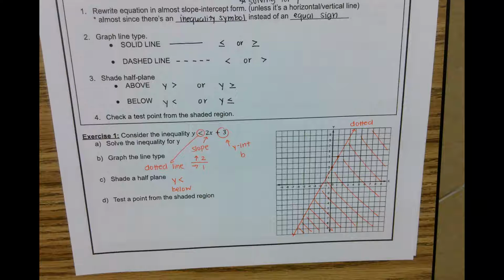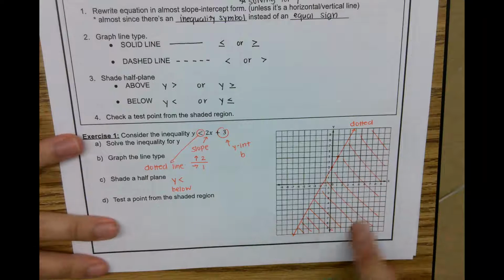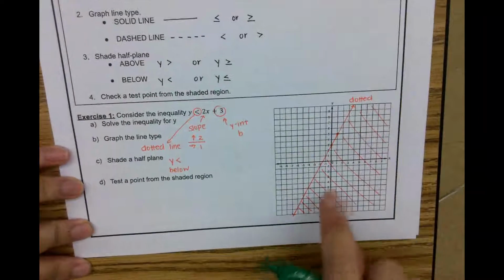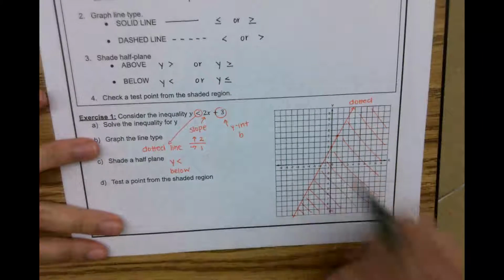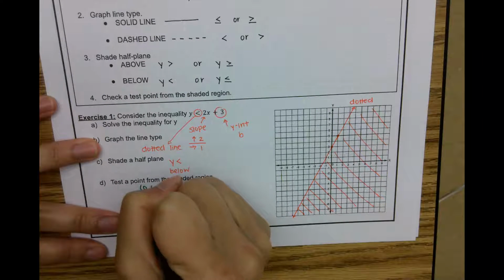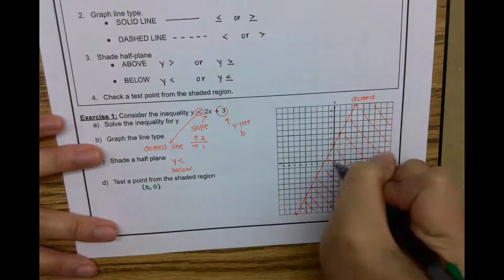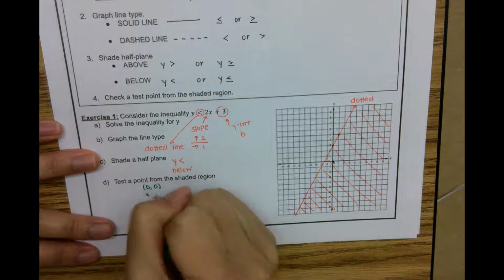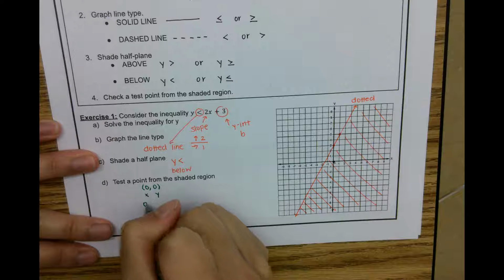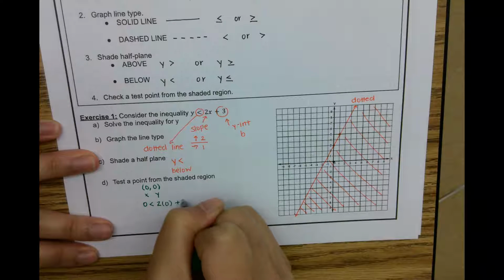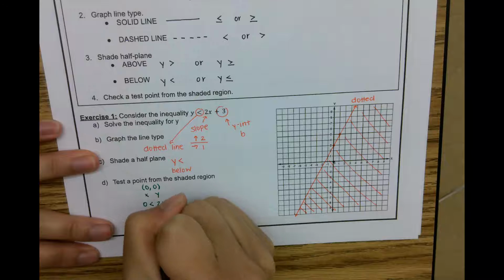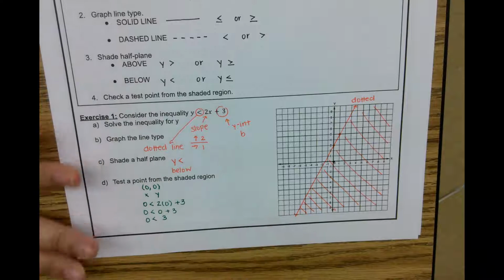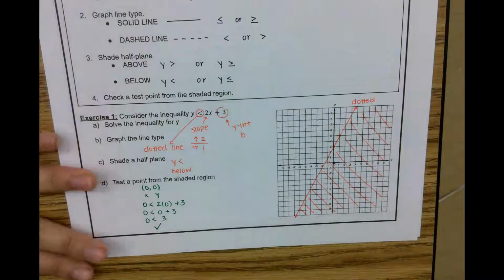Then, just to make sure we did it correctly, we're going to pick a point in our shaded area. It doesn't matter which point you pick. It could be this point, this point, or this point. I like to use 0, 0 as my test point, if it's in the shaded area. So I'm going to pick 0, 0. That's in my shaded area here. All I have to do is plug it in for x and y in my equation. So I'm going to do 0 is less than 2 times 0 plus 3. Then 2 times 0 is 0. 0 plus 3 is 3. Is 0 less than 3? Yes, it is. So I did shade the correct area.